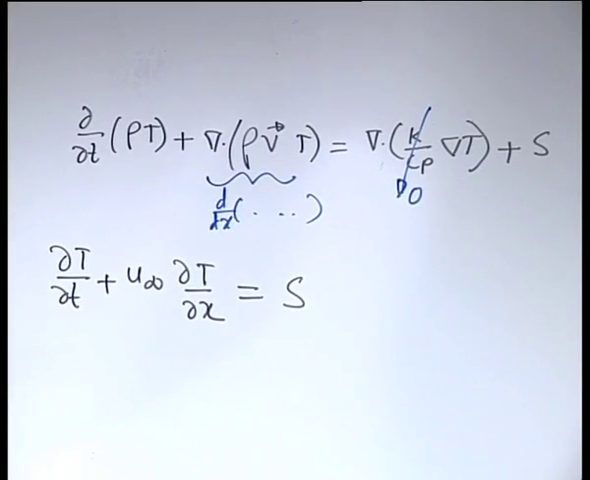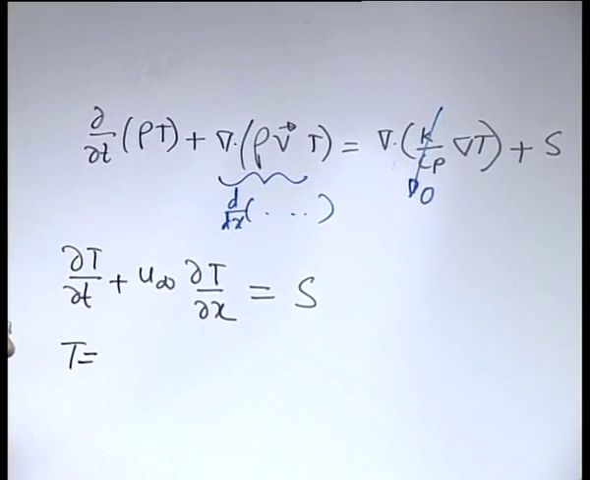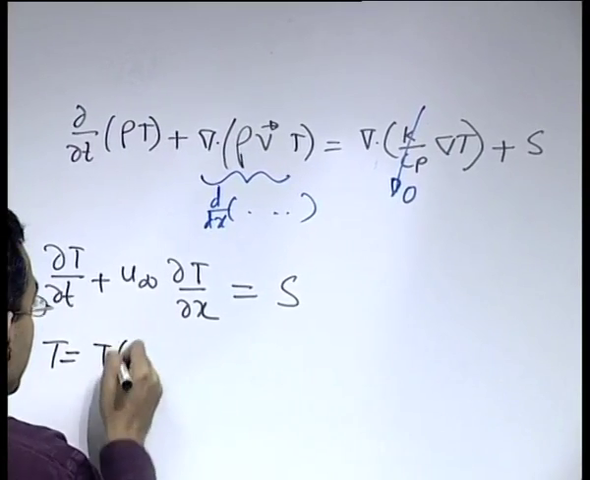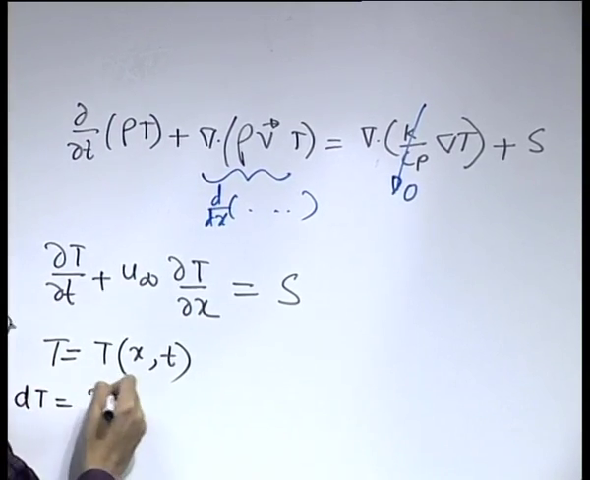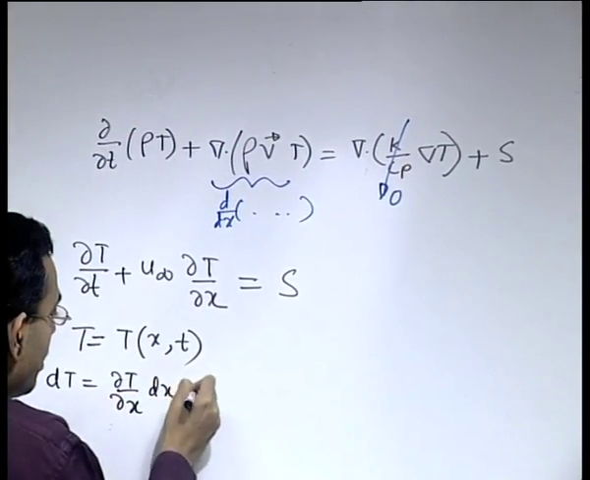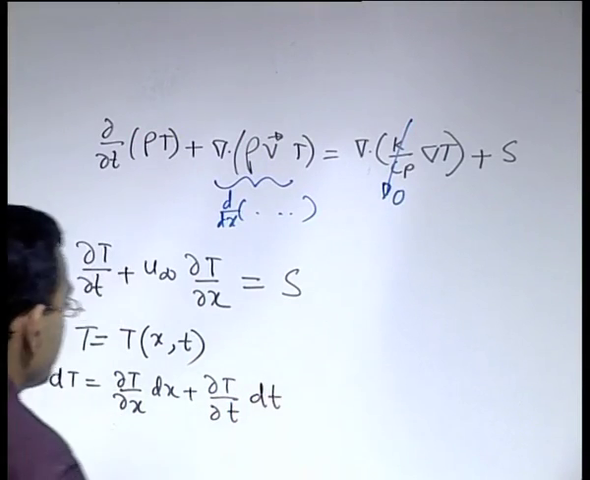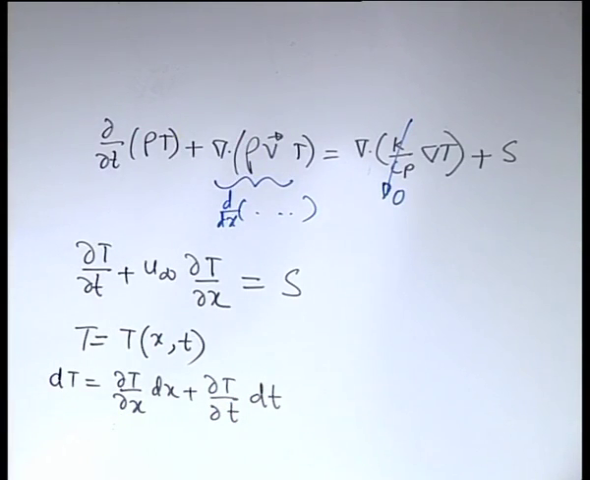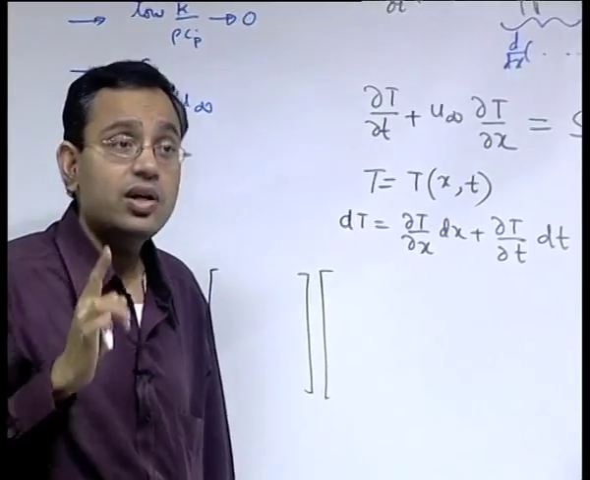Let us try to find out the characteristic of this equation. T is a function of x and t. So, you can write dT as ∂T/∂x into dx plus ∂T/∂t into dt. So, just like what we did for a second order partial differential equation, for first order what are the variables for which we should look for the discontinuities across the characteristic? The first order partial derivatives.